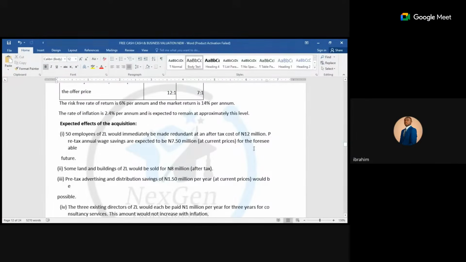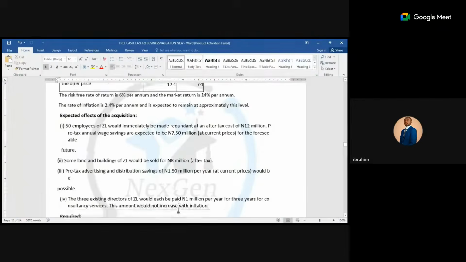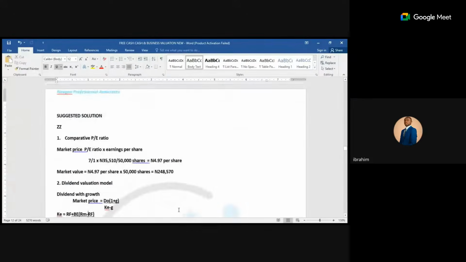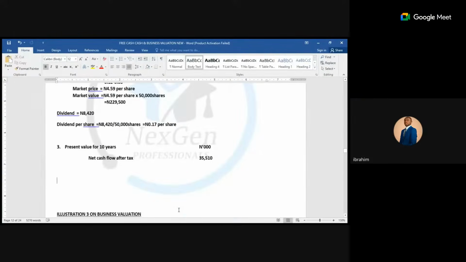Is that not so? Meaning that they've considered it is after tax. It is after what? It is after tax. Redundancy fee. We can come here and analyze this way.